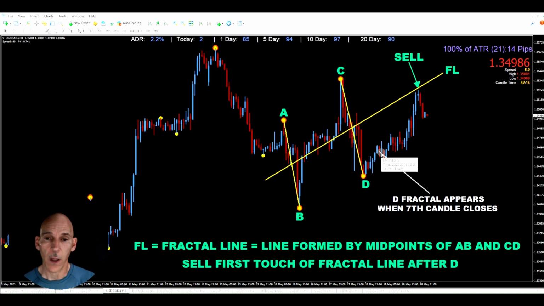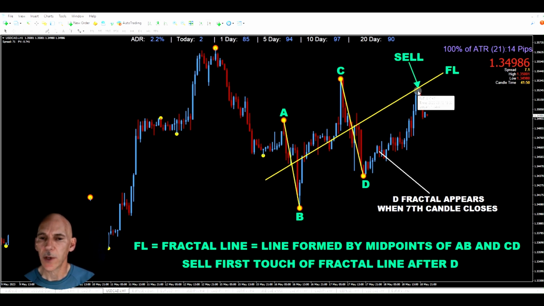At that point, all we're doing is waiting for price to run up, run up, run up, and challenge that line again. My belief is that the fractal line describes the plane of resistance going forward, which might not seem very intuitive to most, but it's something that I've been studying for years and years. So we're just waiting for the line here for the sell.